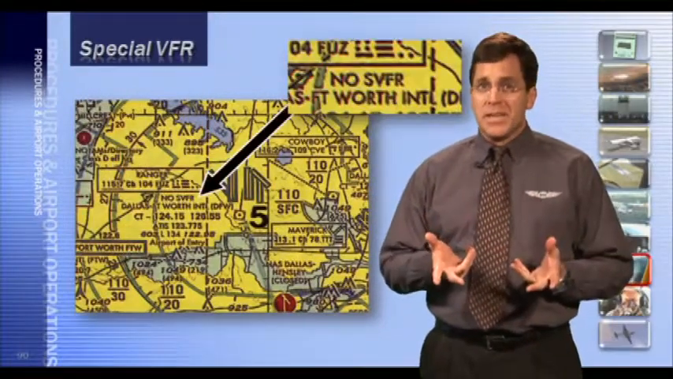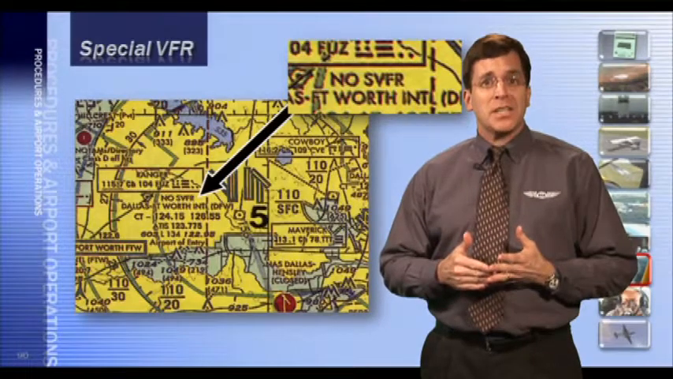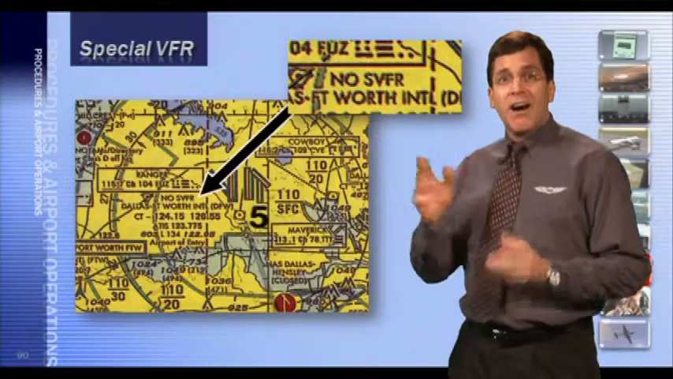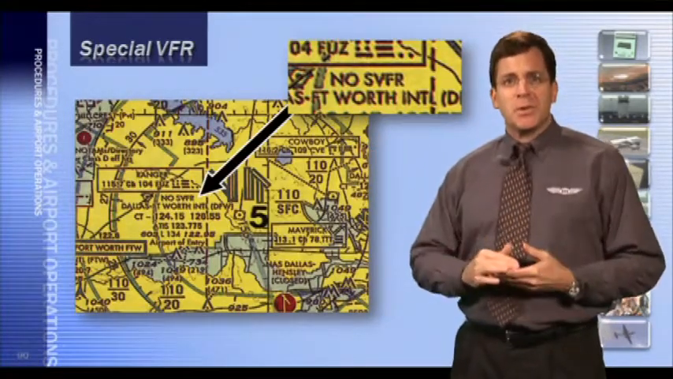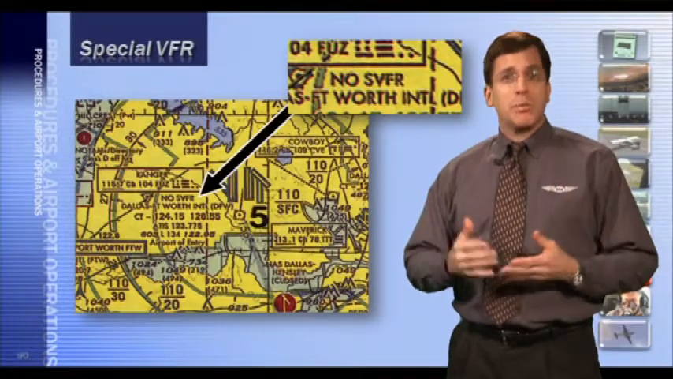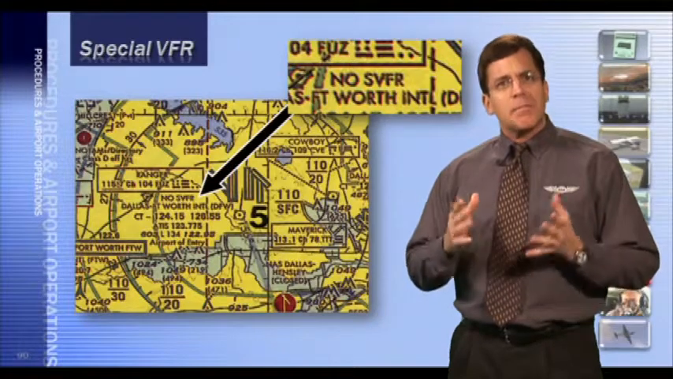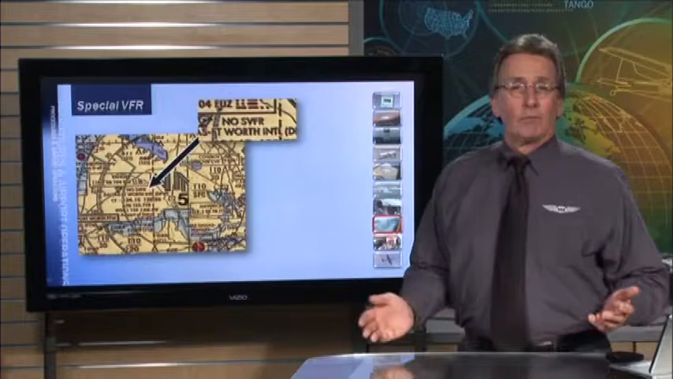How do you know if special VFR is allowed at a specific airport? Airports that don't permit special VFR operations are indicated by the words "no SVFR" on charts, as shown here and in the airport facility directory. Busy airports with many IFR flights often don't allow special VFR operations because they would interfere with the efficient flow of airline traffic. Well, no question for you on special VFR, but do study up for it before your exam.